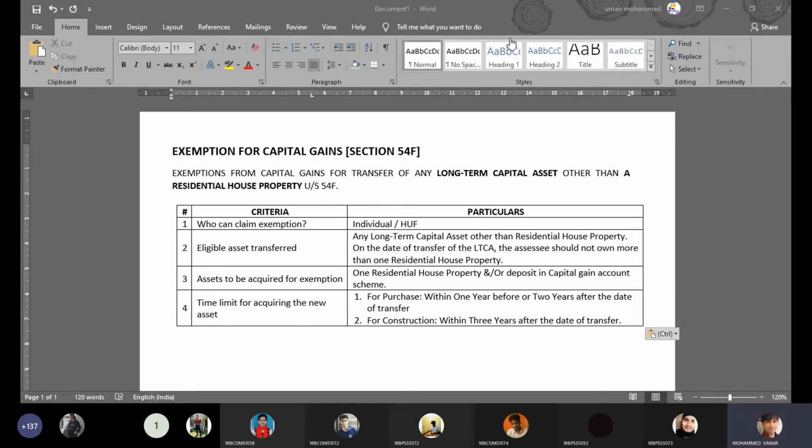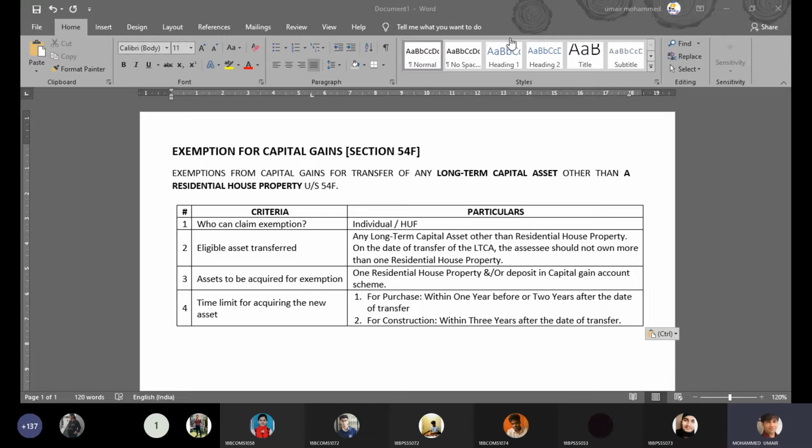The resemblance is not with section 54EC. Yes, of course there is a resemblance because section 54EC also says transfer any long-term capital asset, and section 54 also says transfer any long-term capital asset. But that's not the resemblance. The resemblance is section 54F says you should buy new residential house property, and this resembles with section 54, as mentioned by roll number 19 from A section.